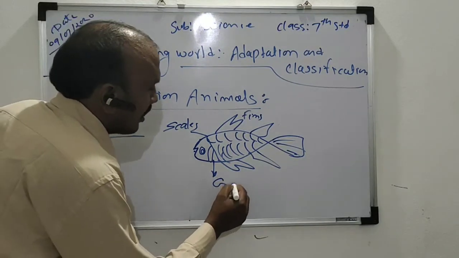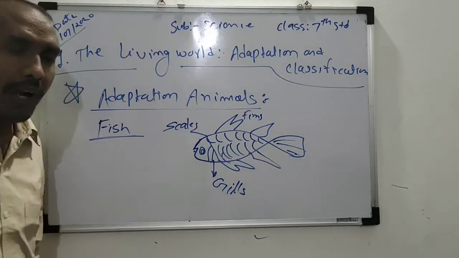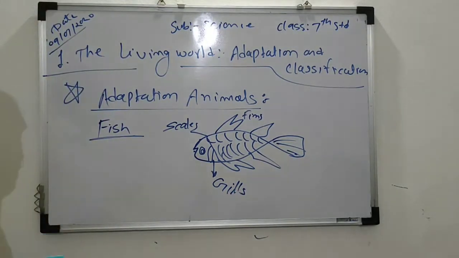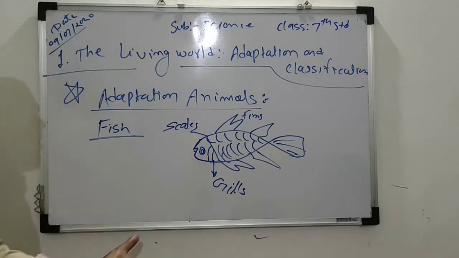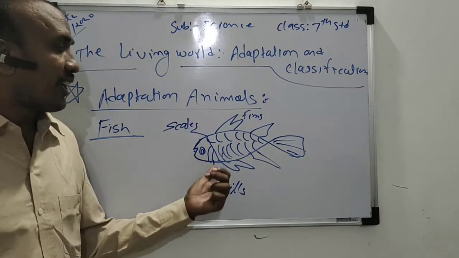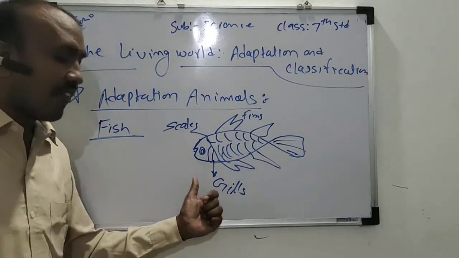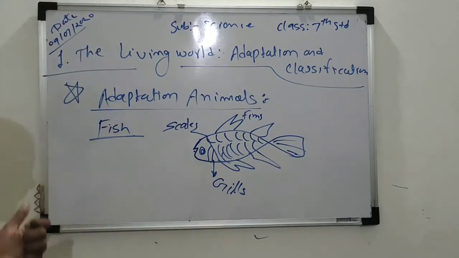What purpose? Respiration purpose. What do you human beings use for respiration purpose? Nose. Is it? So the same thing is used for respiration purpose: aquatic animal fish use gills.